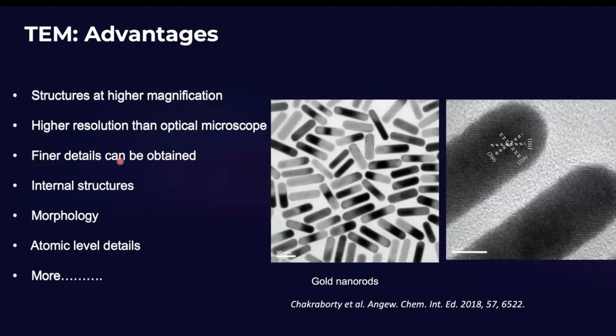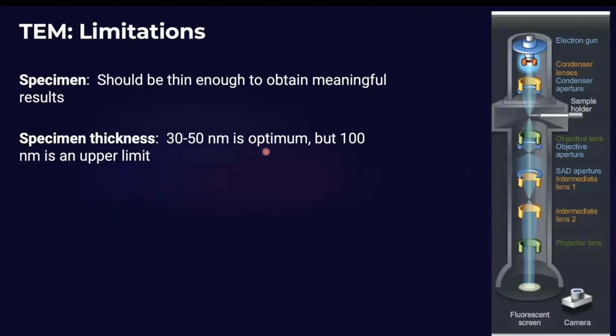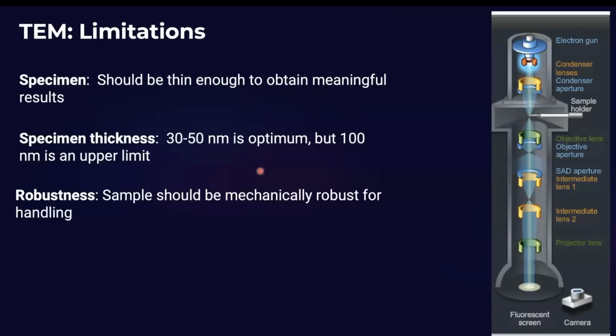We look at the internal structure, we can determine morphology. Today, we can look at elemental mapping, we can do in situ TEM, we can heat the sample in situ and monitor. However, it has limitations, particularly when it comes to biological samples. The first thing is that the sample has to be very thin, 30 to 50 nanometer thickness. Not the diameter, the thickness is important. 100 nanometers is the higher limit.